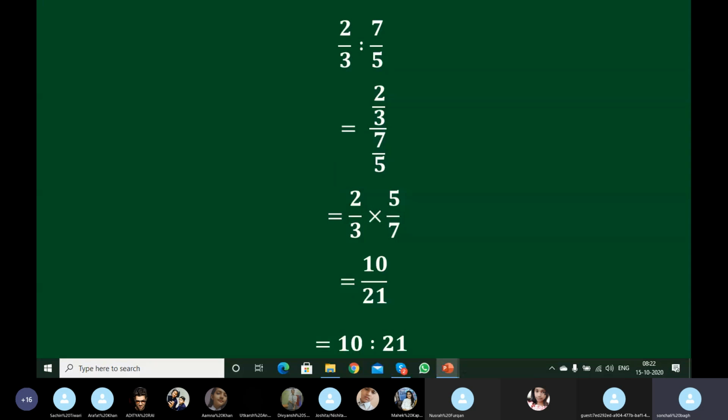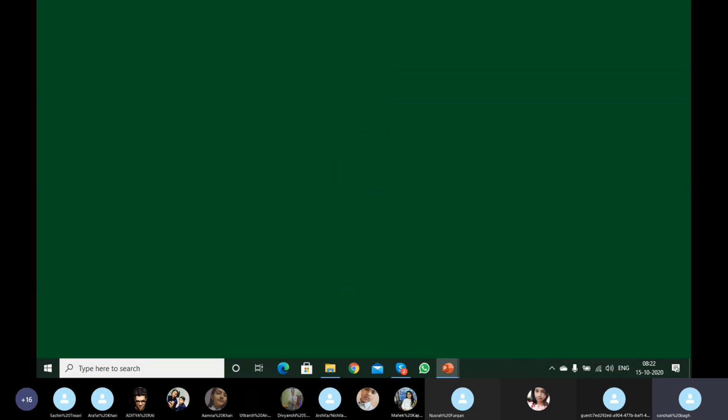Okay, let's take the last type. Now, see question number 6. If x is to y is equals to 3 by 2, find the value of 3x plus y plus x upon 3y. What we do in this type of question is we try to convert the variables according to the given ratio. In the question it is given x upon y, so we will try to convert the variables in the form of x upon y.